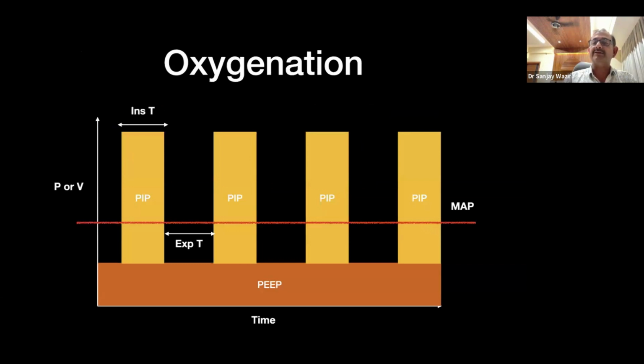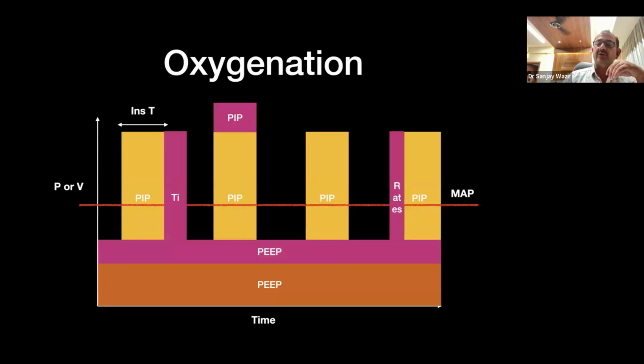So in practice, for oxygenation, the factor is the mean airway pressure, or MAP, which determines how much oxygenation of the lung can happen. It is determined by the PIP, by the PEEP, to some extent by the flow rate and the rate, and also the inspiratory time.